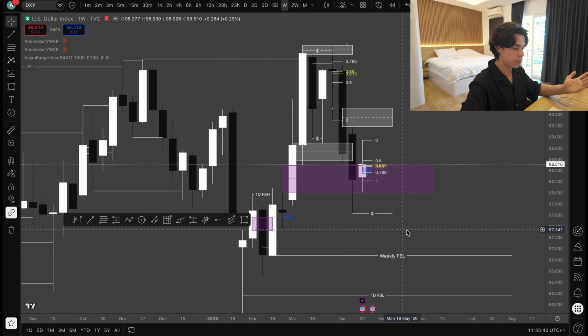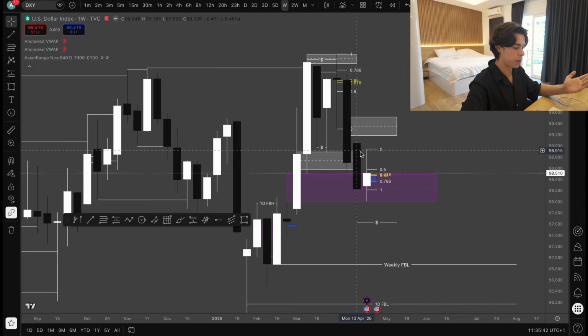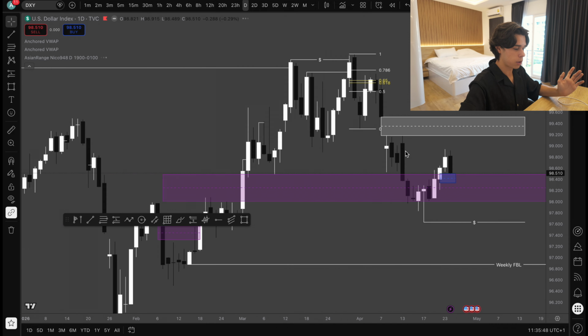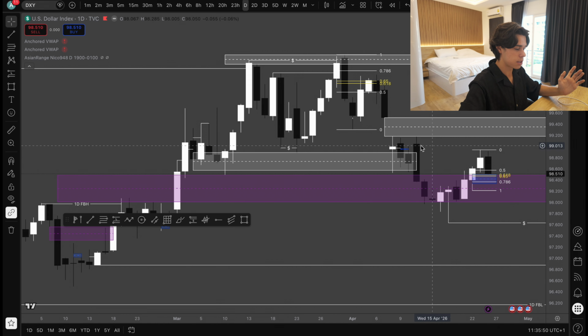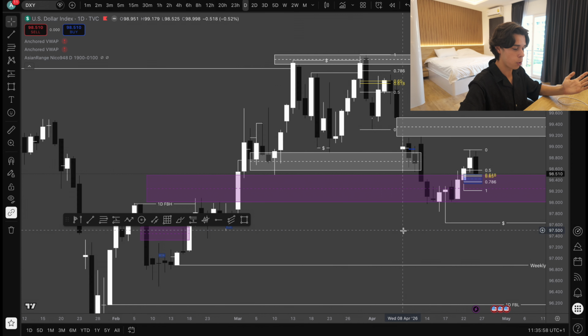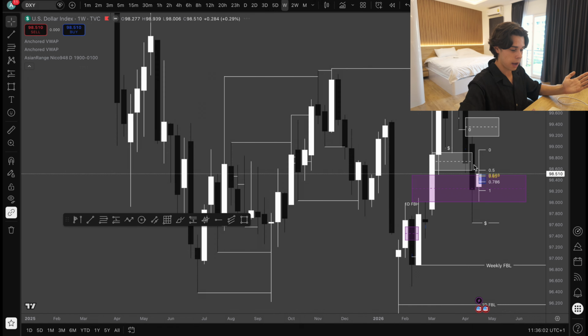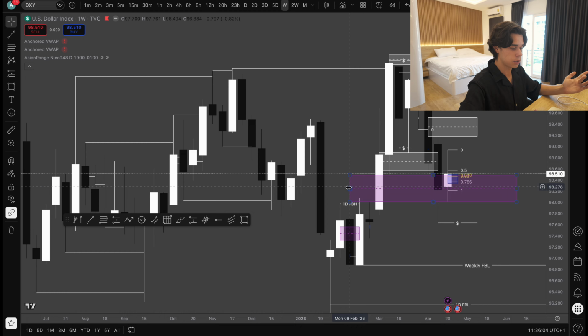So on the weekly time frame, you can see that we had these two big bearish candles, but then we tapped into this weekly fair value gap. On the daily time frame, we have been consolidating for the past 2 months here, as you can see from this support and this resistance. We've just been going sideways for the past 2 months, and we finally broke out of it right here last week. After we broke out, we also tapped into this weekly fair value gap.